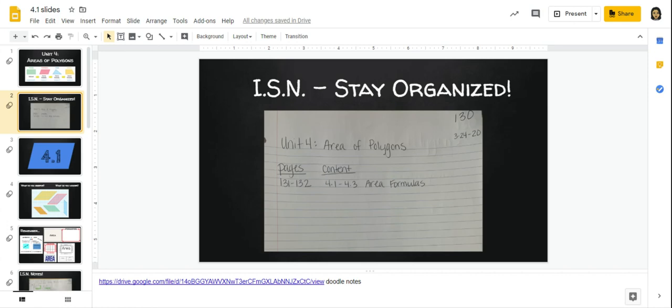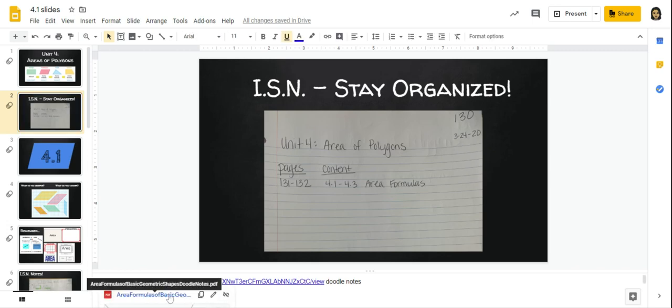Our first couple pages, 131 through 132, is actually going to hold multiple area formulas for us, but we're just going to talk about 4.1 today. Down here in the comment section, you will see I've put a link to doodle notes. Now, these were going to be the original notes that we were going to paste into our ISN. So I encourage you, if you can access it, or if you just want to take a look at it, if you click the link here, it will take you to what I was going to print out for everybody to have. And we were going to go through it one by one.